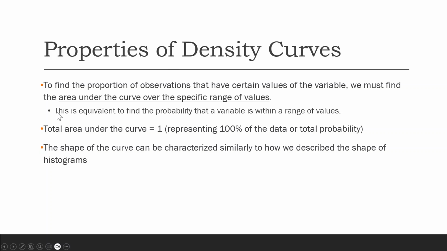Now, there's one thing I also want to point out here. Notice I use this term here, proportion of observations, or proportion of individuals within that population. We can also find the probability that our variable actually lies within an interval of values using the same methods that we're going to be using in the subsequent slides. So whether I say proportion of observations or the probability that an observation is going to take on certain values, I'm going to use the same methods.